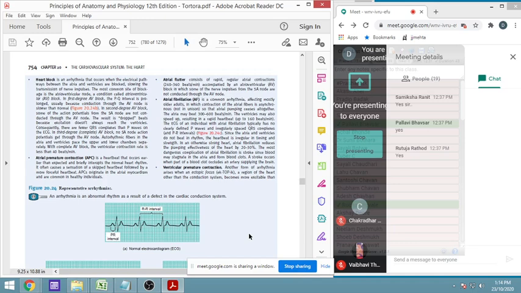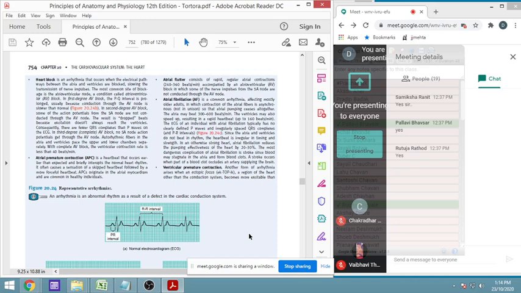It is the first degree AV block. The PQ interval is prolonged because of that. Okay, and once this PQ interval is prolonged, it will show that the QRS is affected, because the conduction through the AV node is slower than normal.